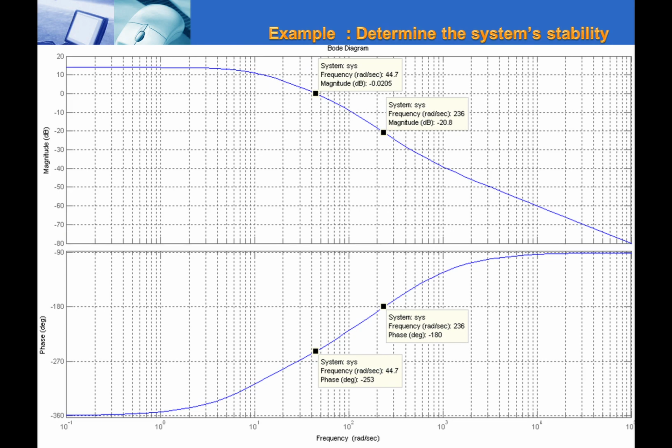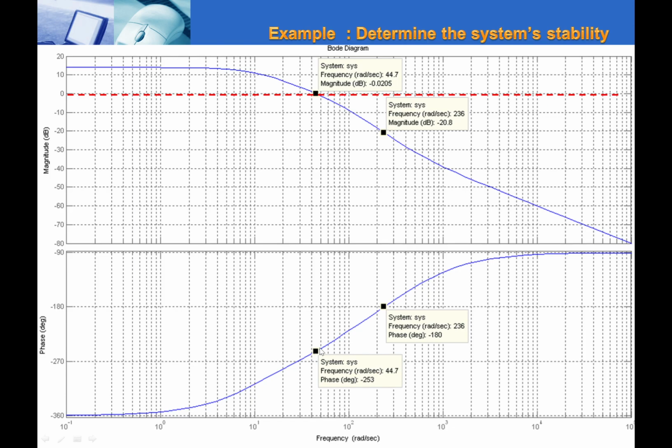Okay, so we have a second example. This is to find the phase margin first. To find the phase margin first, you need to look at the magnitude plot, which must intersect with 0 dB. So in this case, this is our phase crossover frequency, which is 44.7 radian per second. Goes down until it intersects with the phase plot around here, which has a value of minus 253. Okay, so this is the value that we get.